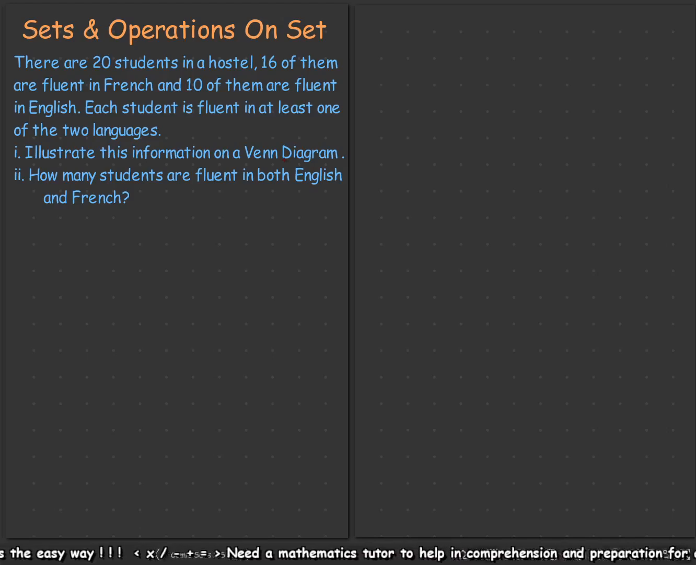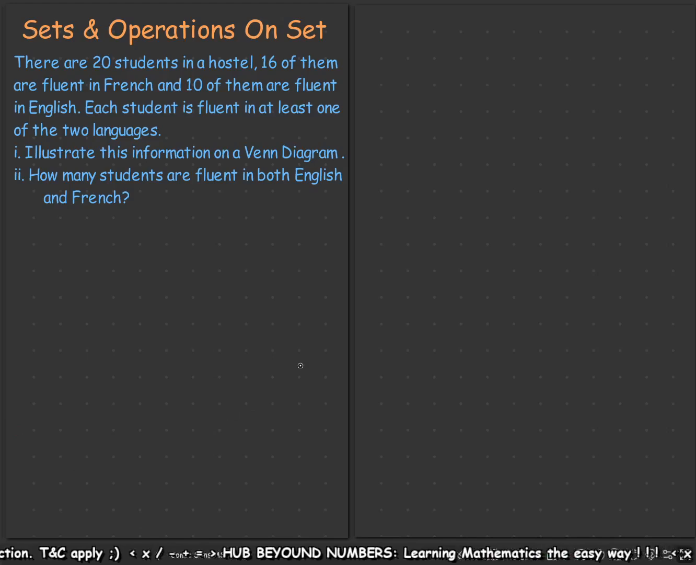It says there are 20 students in a hostel. 16 of them are fluent in French, and 10 of them are fluent in English. Each student is fluent in at least one of the two languages. Illustrate this information on the Venn diagram. And then the second one says, how many students are fluent in both English and French?